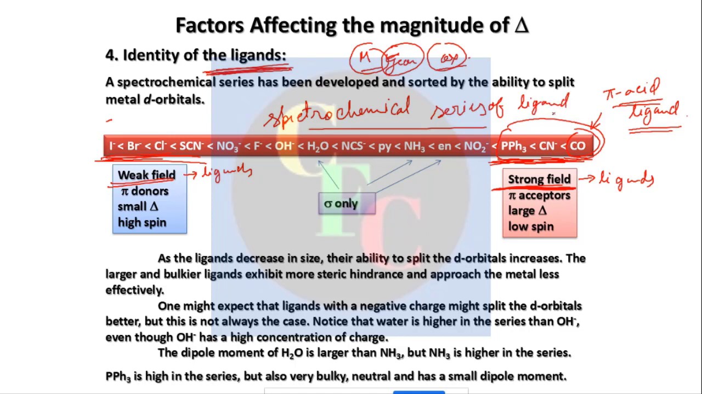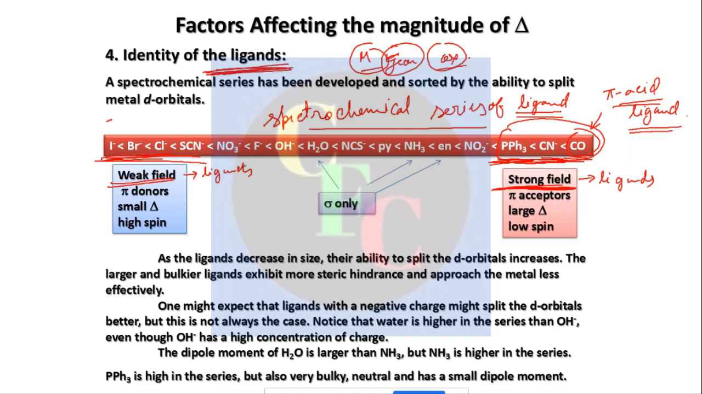There is something called the spectrochemical series of metals also, which we will not discuss here. So this series shows that if the metal, geometry and oxidation state remain the same for that particular system, and you vary the ligands, this will produce a crystal field in this order. Now these are the four factors which affect the magnitude of delta.